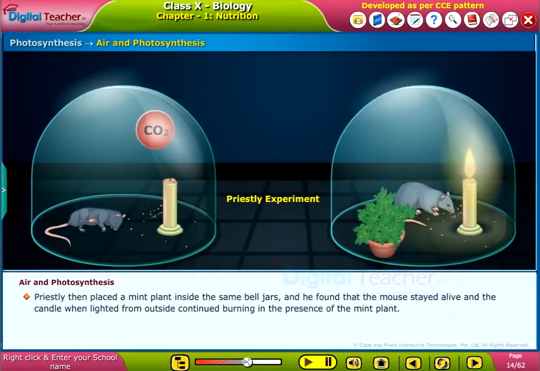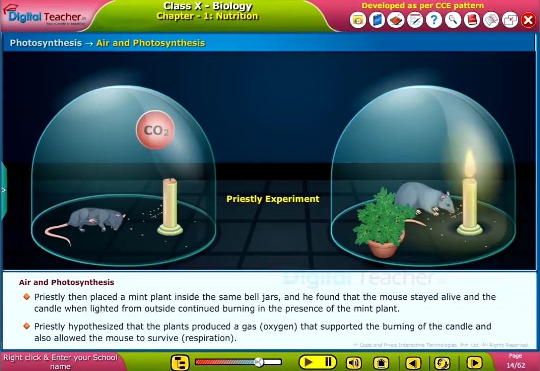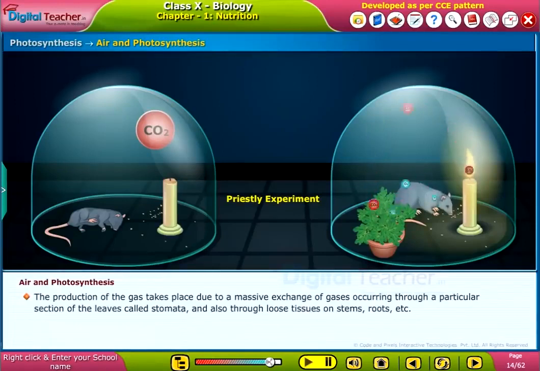Priestley then placed a mint plant inside the same bell jars, and he found that the mouse stayed alive and the candle, when lighted from outside, continued burning in the presence of the mint plant. Priestley hypothesized that the plants produced a gas, oxygen, that supported the burning of the candle and also allowed the mouse to survive respiration. The exchange of gases takes place through a particular section of the leaves called stomata, and also through loose tissues on stems, roots, etc.